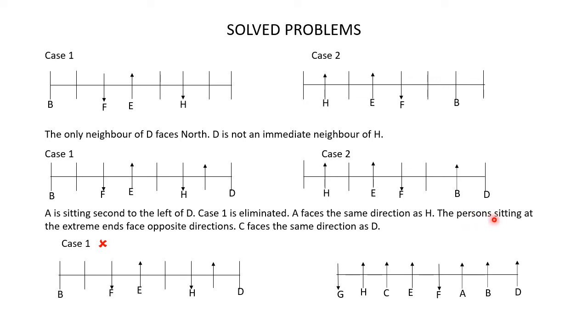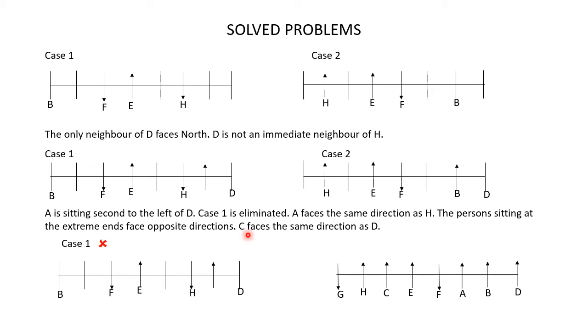Now it's given the persons sitting at the extreme ends face opposite directions. So if D is facing north, then the person sitting at the other extreme end will face south. So mark this position facing south. Now in case 2, this position is already occupied by A. So there are 2 positions remaining for the remaining 2 persons G and C.